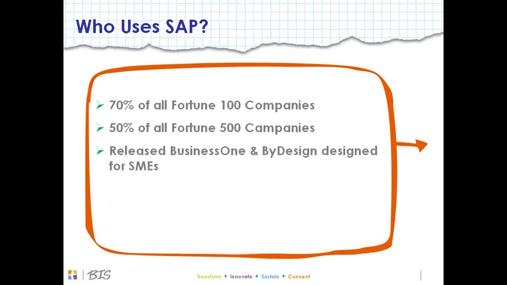Who is using SAP nowadays? 70% of Fortune 100 companies are using it now. These are the last year's figures, so it has almost increased, maybe 75 or around. And now 50% of Fortune 500 companies are using it.